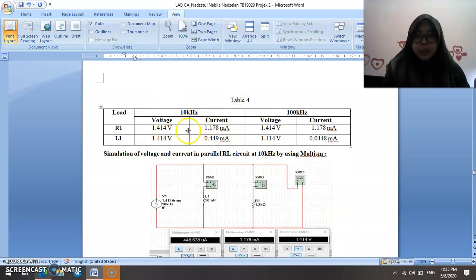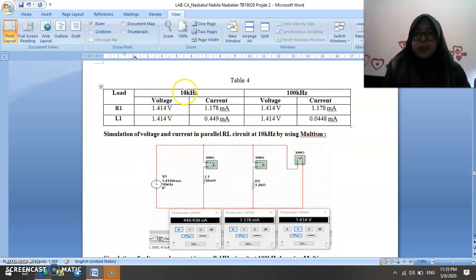In table 4, I have recorded the simulation in the parallel RL circuit at 10 kHz and 100 kHz by using Multisim. For 10 kHz, the voltage is 1.4144 volt, meanwhile the current is 1.178 mA at the resistor. Meanwhile, at 100 kHz, the voltage was 1.414 volt and the current 1.17 mA at the resistor.